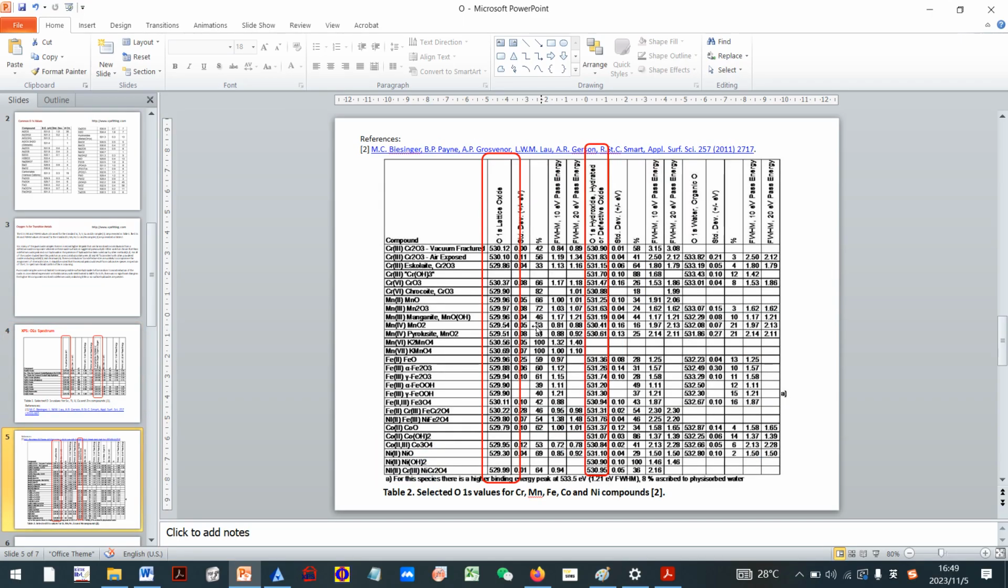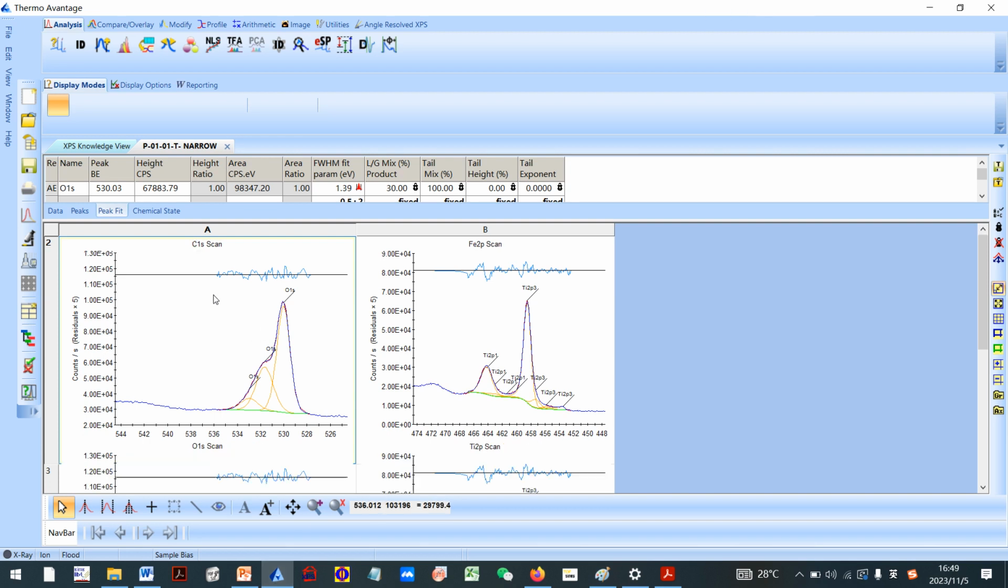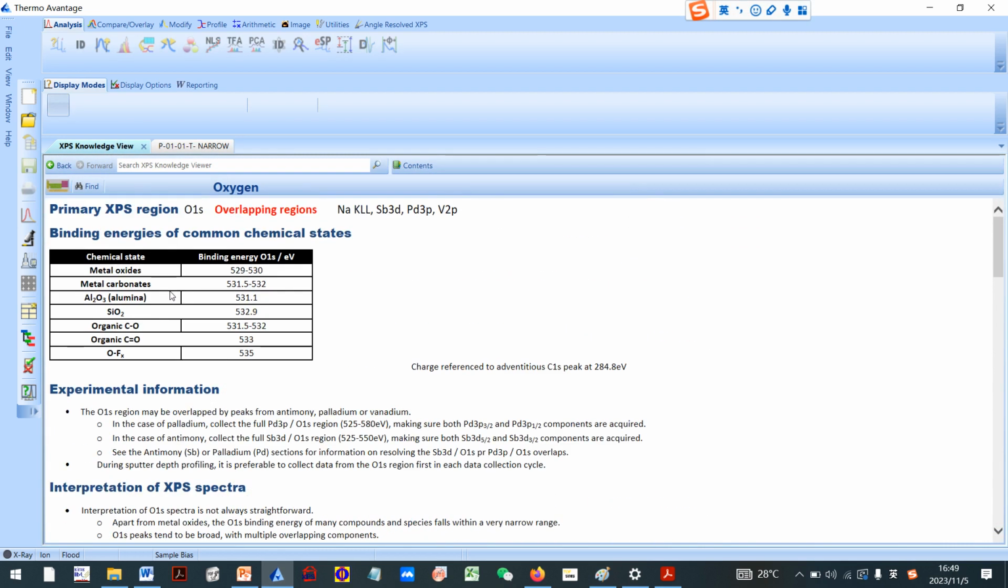Let's go back to Advantage software. The reference for the oxygen binding energy here is a mix-up. For the organic carbon-oxygen single bond and the carbon-oxygen double bond, actually the single bond, the binding energy should be 533. For the double bond, it's between 531 and 532. Let's clarify this. So for organic analysis, inspection of carbon spectra should be necessary.